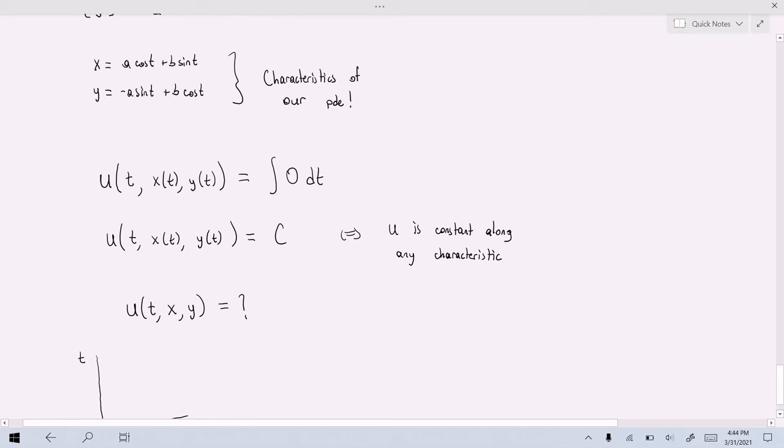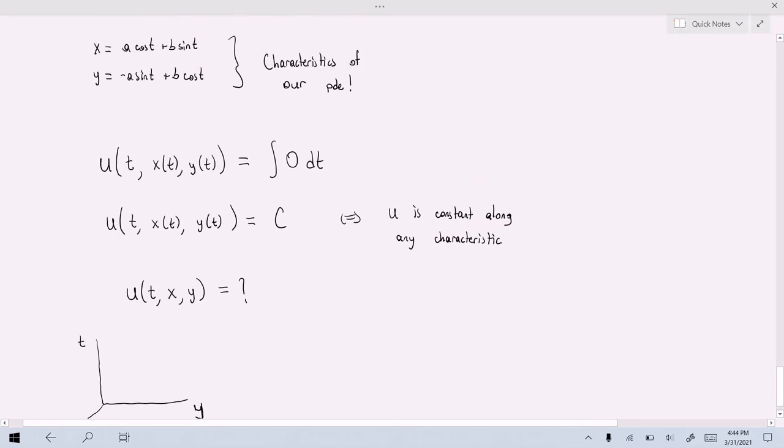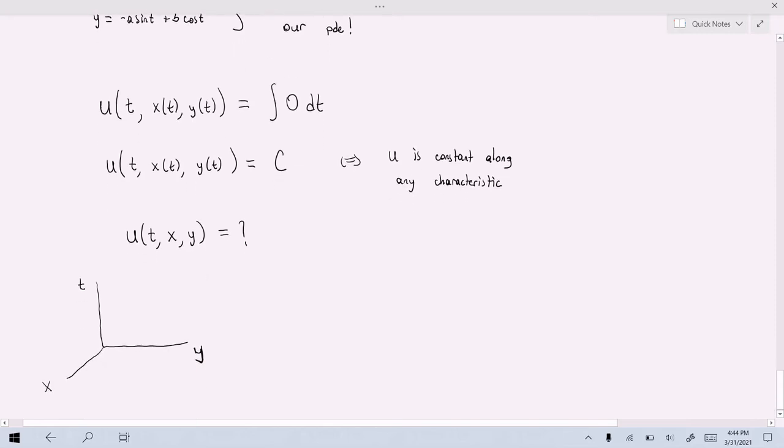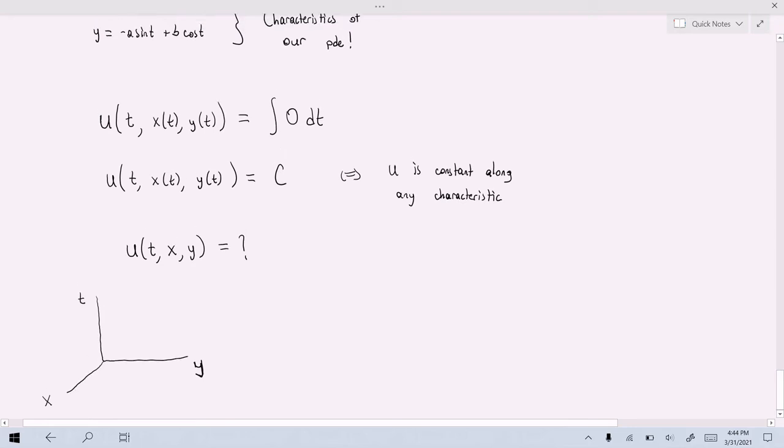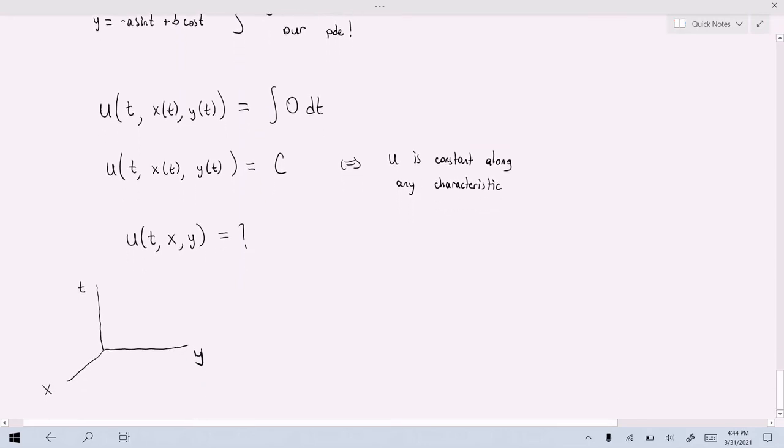Now, the equations of our characteristics over here, these equations are going to trace out a curve in x, y, t space, all right? I don't know exactly what it's going to look like, but because I see cosines and sines, it might actually be somewhat elliptical.